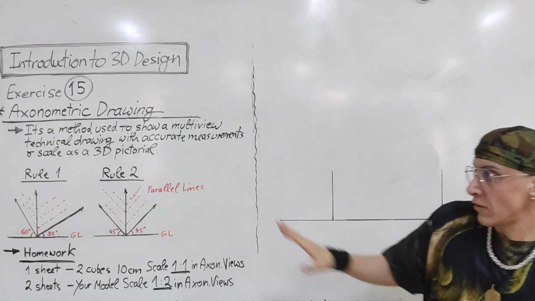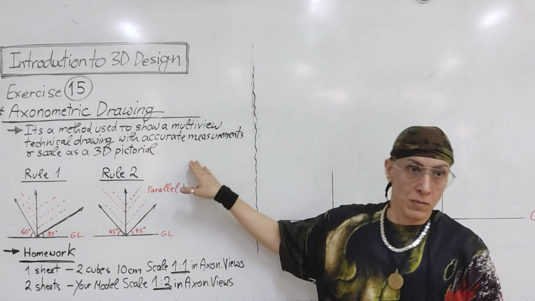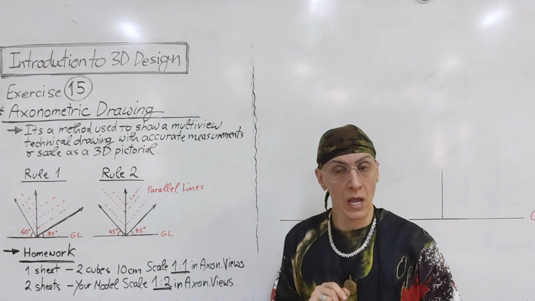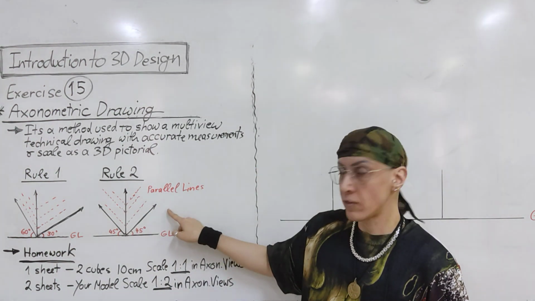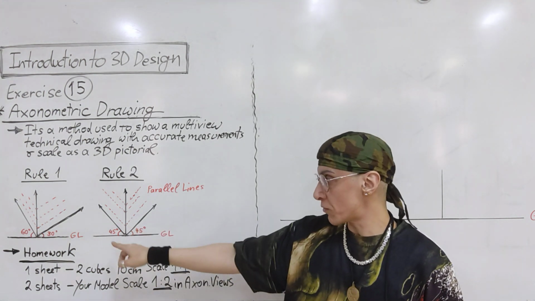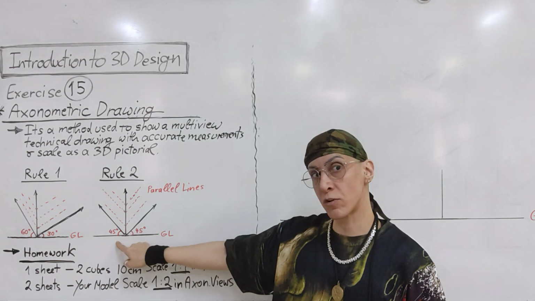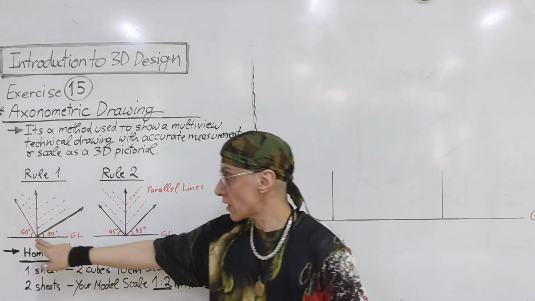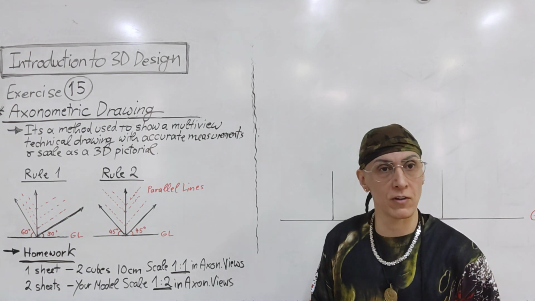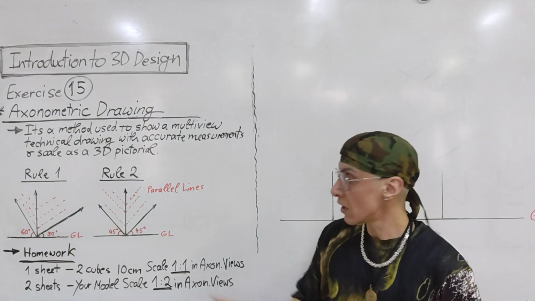So it is similar to the isometric. We start with an edge, okay? But it is at different degrees. We have two types: one type 45 degree, one type 60 degree. That's basically the difference. The isometric is what? 30.